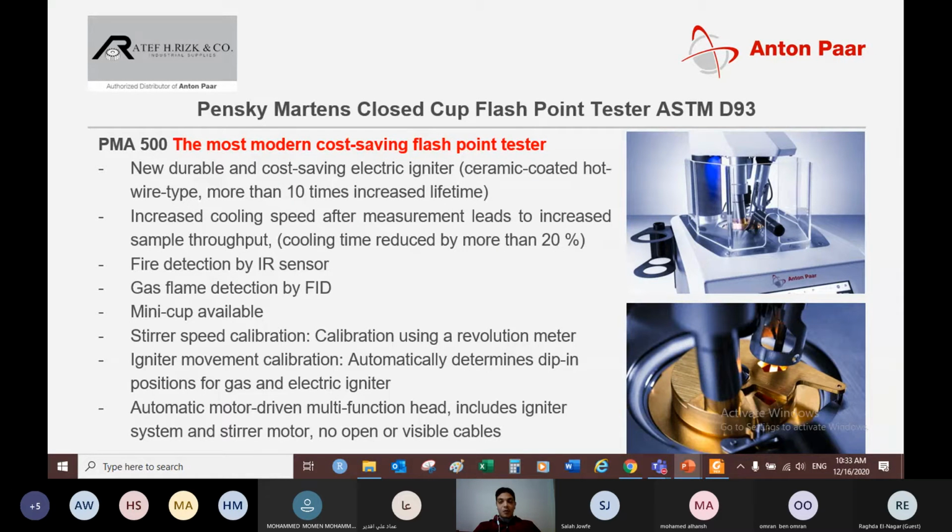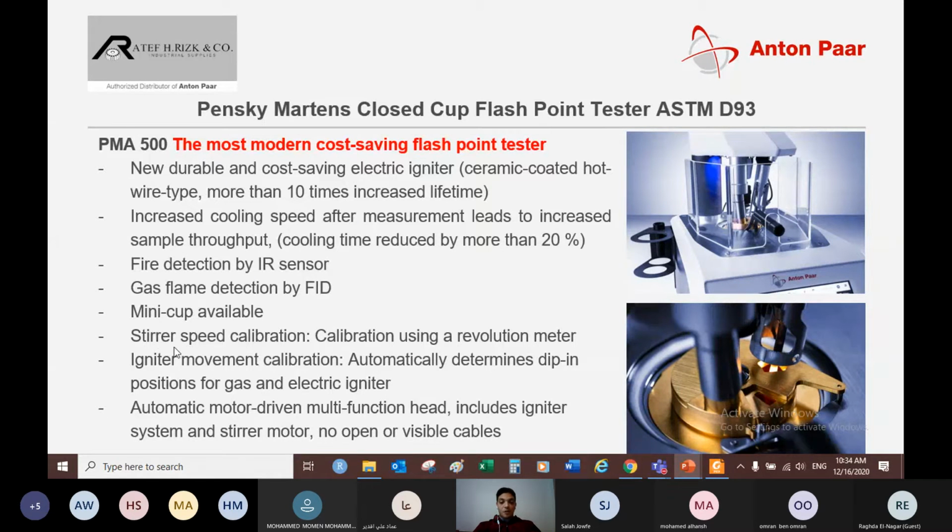And this is really nice for saving time between the samples. If you measure one sample, you don't have to wait too much time to measure the other sample. Also, you have fire detection by infrared sensor, and gas flame detection by FID. And also we have a mini-cup available, such as in the calibration case study that Dr. Raghda showed before. We have excellent correlation between the results, and when using the mini-cup, you save your samples, and this can be used only in case your sample supply is limited and you want to save it.